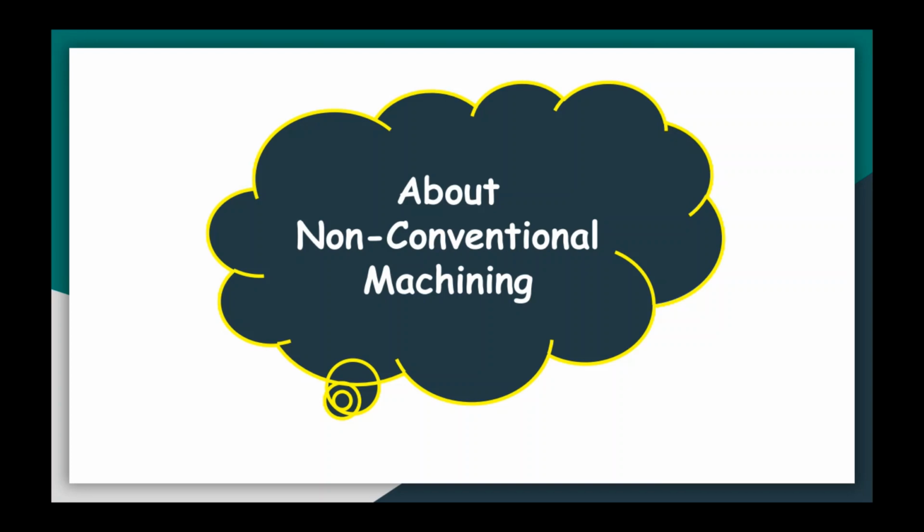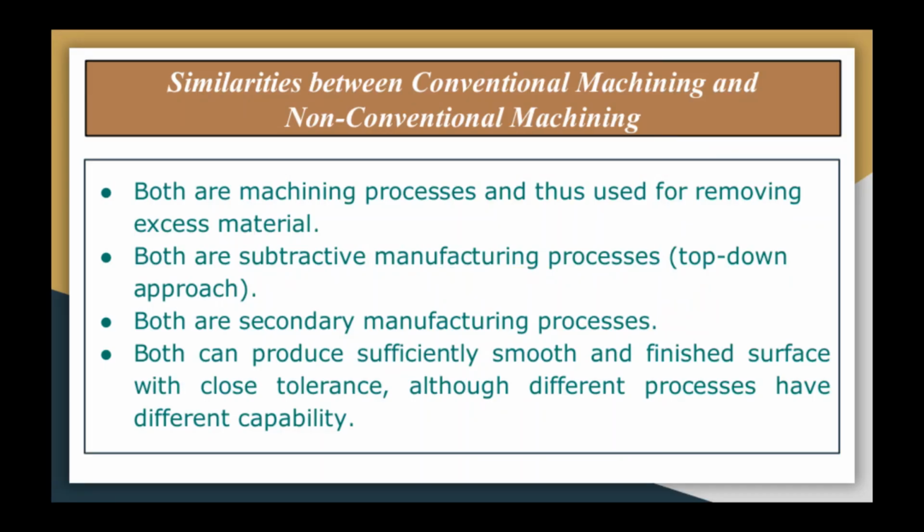Now we'll discuss the various similarities between conventional machining and non-conventional machining. The first similarity is that both belong to the machining processes, and thus both are used for the removal of excess material. Again, both are subtractive manufacturing processes, a top-to-down approach.